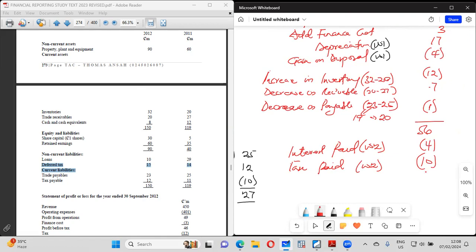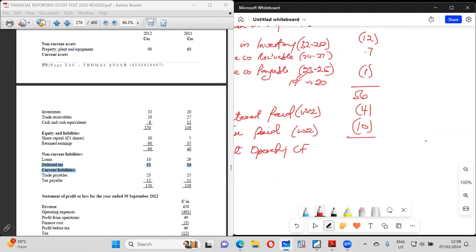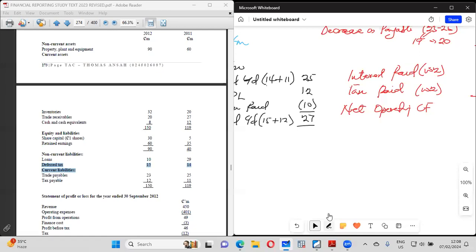Okay, so together, my 56, if I take 14 out of it, my net operating cash flow gives me 42. So I'll put it here, 42. Then I come to investing. So the investing activity, what do we have there?